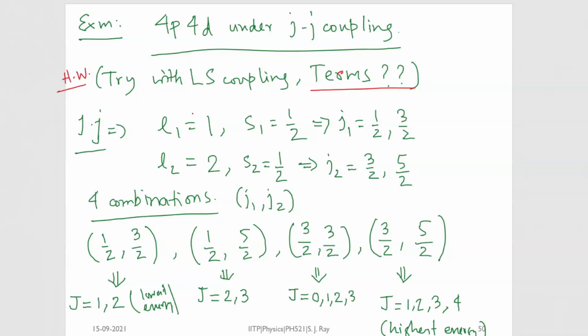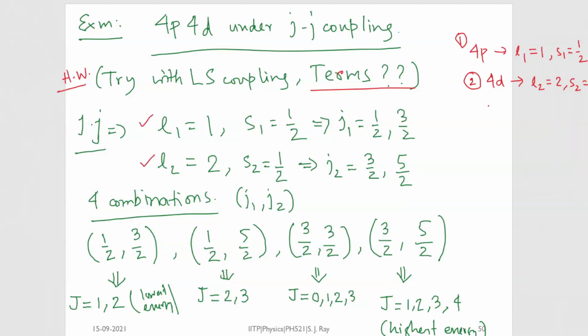So let's say we will start with individual electrons. We have a 4p electron. So we know the L1. Let's say this is my electron 1. Here L1 is 1 and S1 is half. And for electron 2, which is basically my 4d electron, my L2 will be 2 and S2 will be half also. So that's what I'm getting here: L1 equal to 1, S1 equal to half, L2 equal to 2, S2 equal to half.